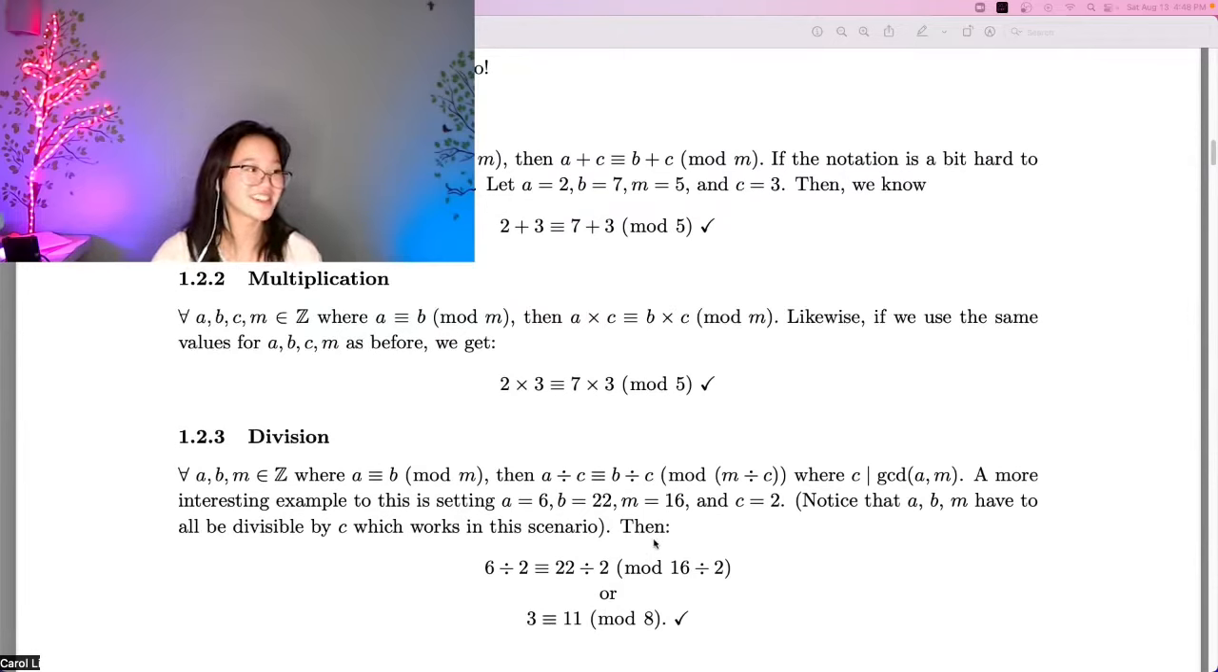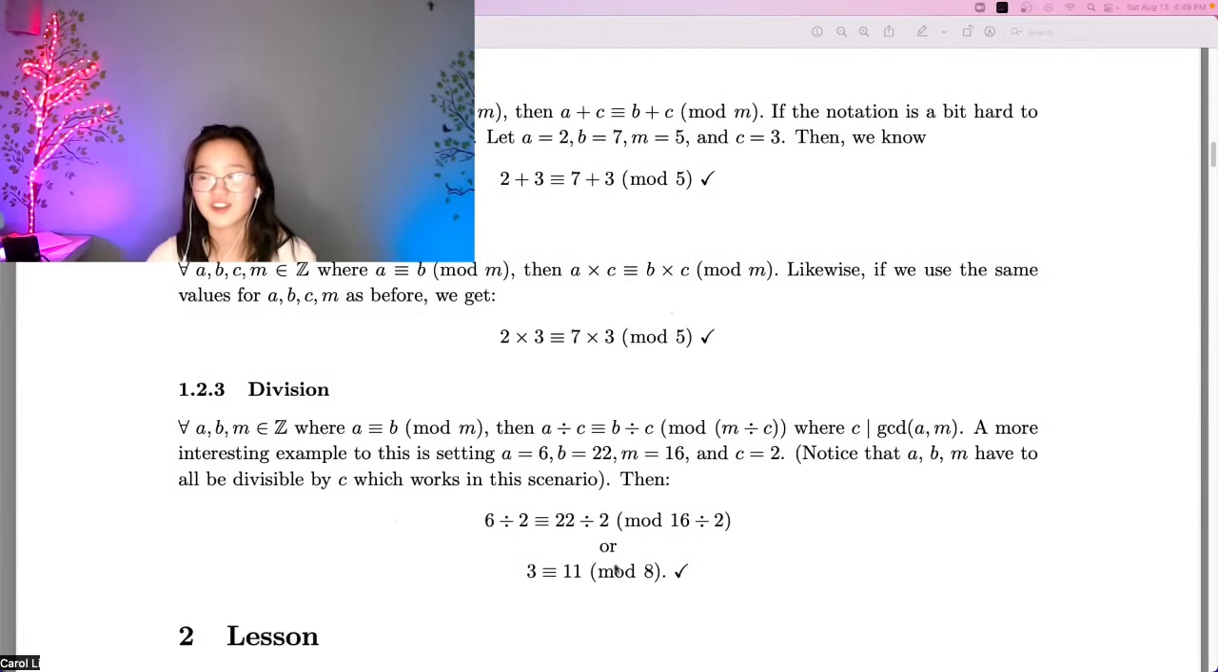And then division. Division is hard, and you might not know this one yet. When you divide both sides, you can't just leave the mod the same. For multiplication, we didn't do anything to the mod 5, and it stays the same. But for division, you have to divide the mod by 2 too. Otherwise, you can't divide it.